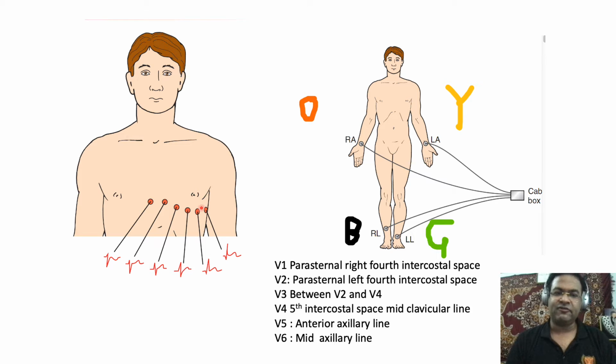Now V5 is in the fifth intercostal space along the anterior axillary line, and V6 is in the fifth intercostal space along the mid-axillary line. Why is this important? Because if you do not place these leads properly, it may lead to distortion of what kind of complexes you are going to get.